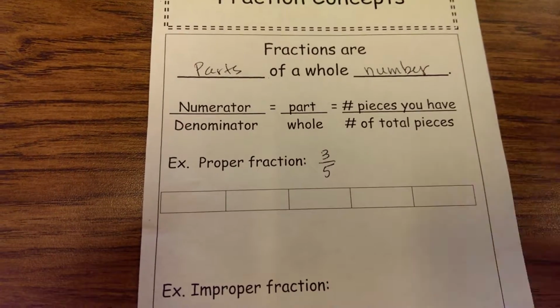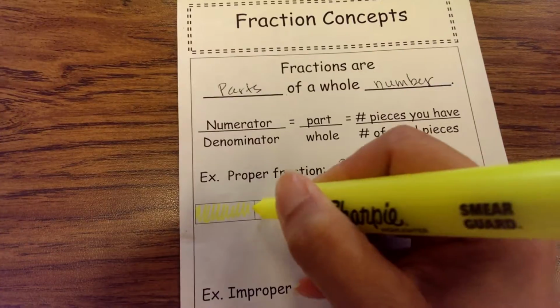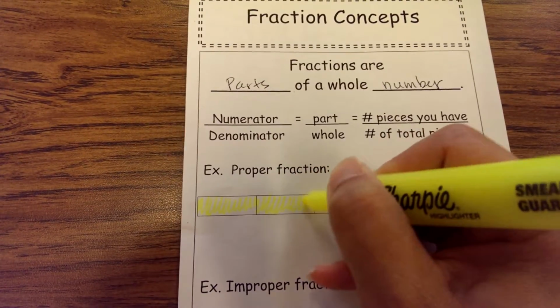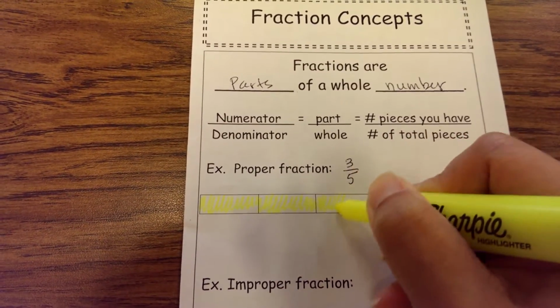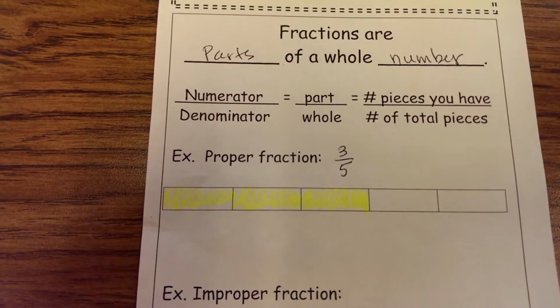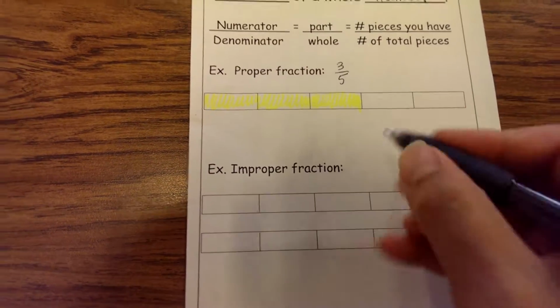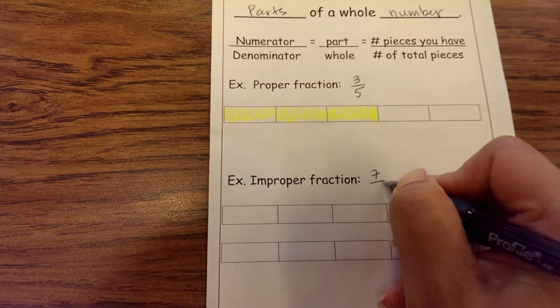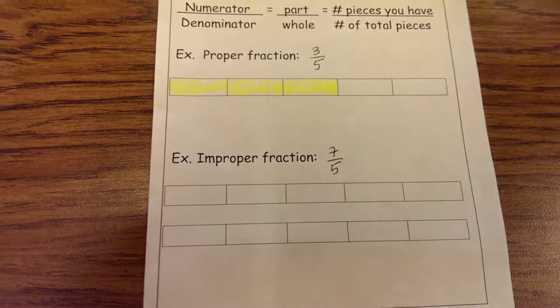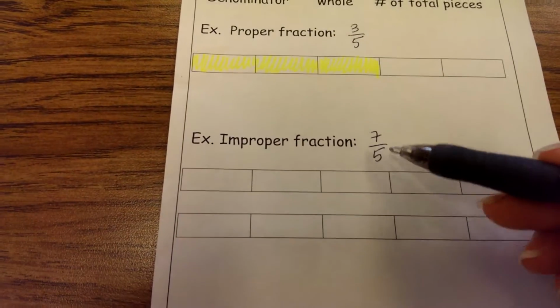So we are only going to shade 3 of the 5, because that's how much you get. You have 3/5, so you don't have the whole candy bar, you only have part of the candy bar. Okay? An improper fraction is when the numerator is larger than the denominator. So for example, 7/5. Okay, the numerator is larger than the denominator.